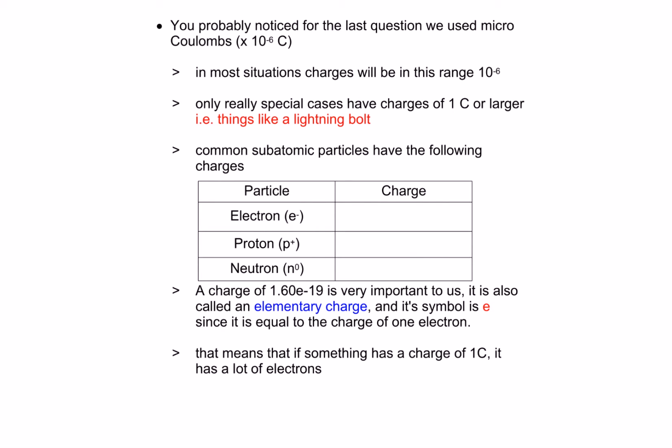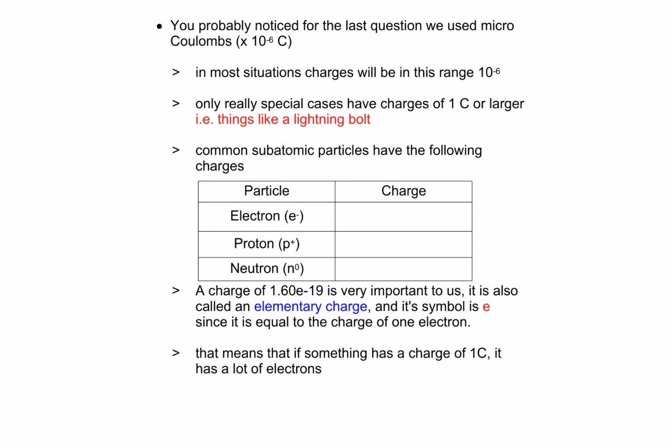So a couple quick things. You notice on the last example, we used microcoulombs, times 10 to the negative 6, instead of just whole numbers. And that is our typical charge. So if you were to measure charge on an object, typically you're going to be somewhere in that range. You're going to get 10 to the negative 6 or somewhere close to that.